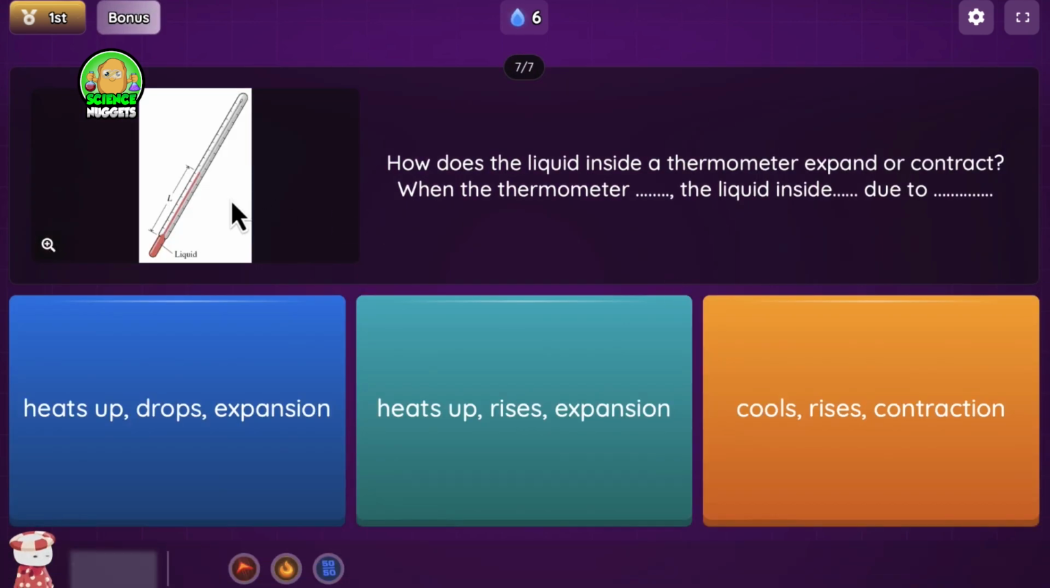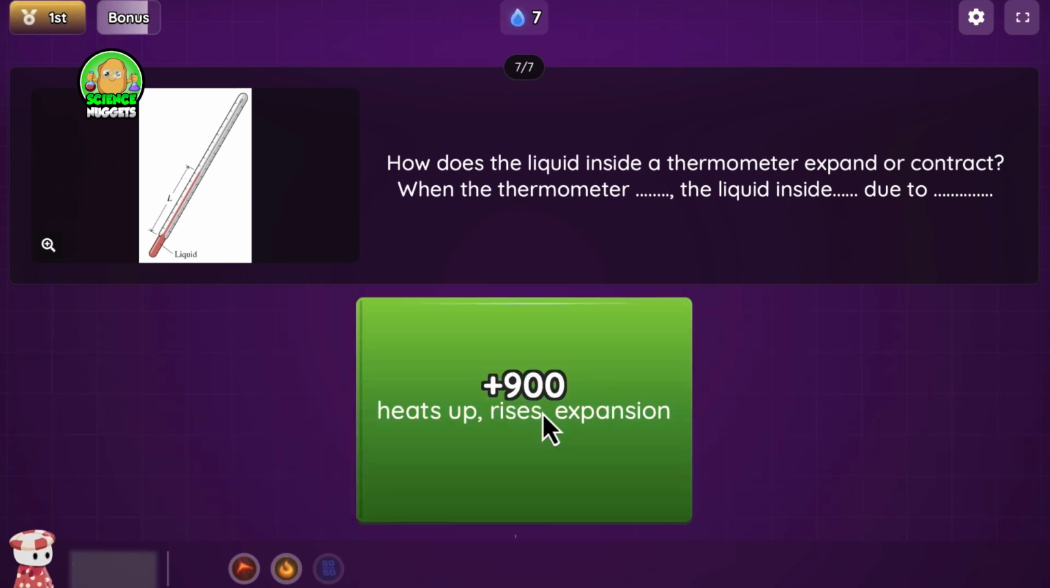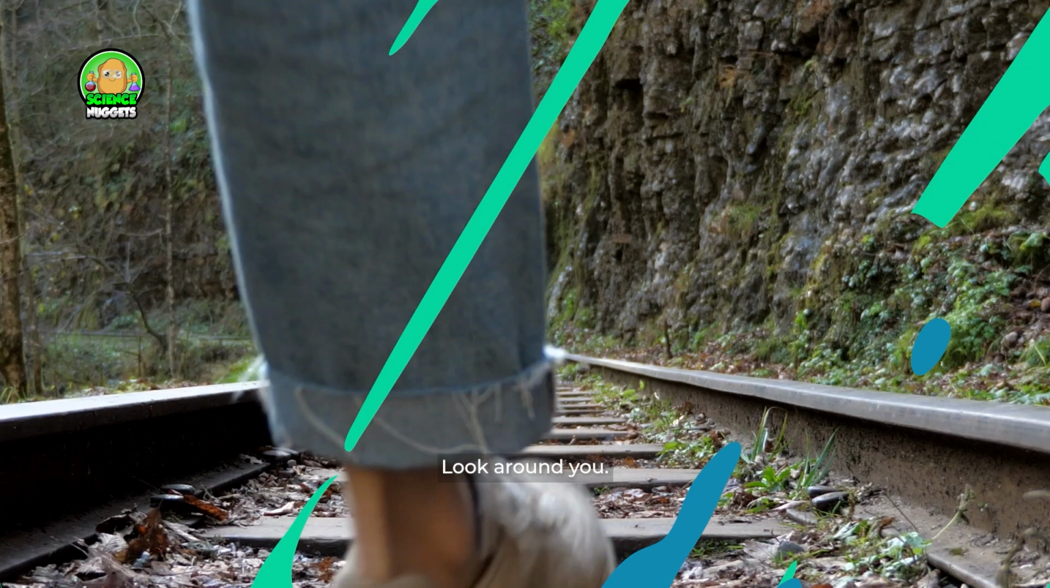This is a thermometer. How does the liquid inside a thermometer expand or contract? When the thermometer heats up, the liquid inside rises due to expansion. Good job!